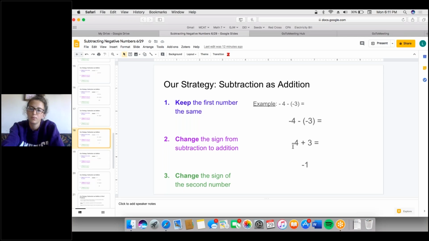Now I have -4 plus 3. The signs are different, so that's telling me to find their difference. In other words, I do 4 minus 3, that's where the 1 came from. And then because 4 is the bigger number and it's negative, I get -1.